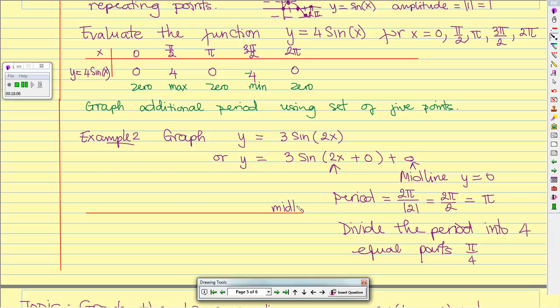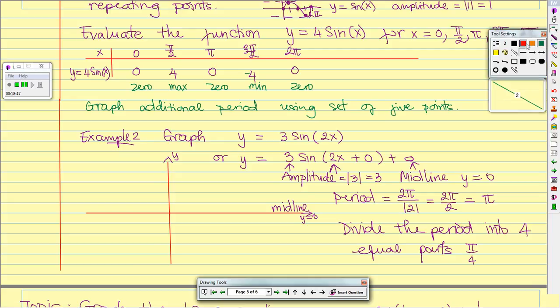So this will be our midline. So label, this will be the midline. So this will be the line y equals 0. And then we'll draw the y-axis. And then the amplitude. From the given function, we'll be able to see that the amplitude is the absolute value of 3. So this is just 3.